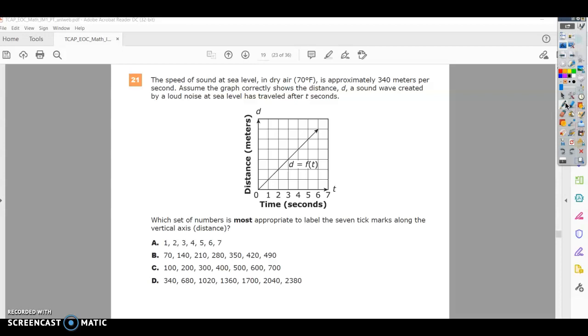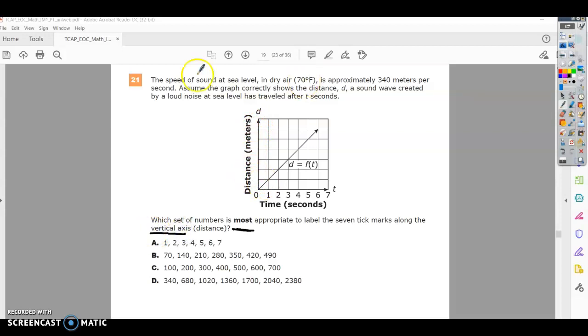All right, so we want to know what each number would be as we go up the side here. All right, so here it says distance in meters, and here it says time in seconds. So they've already got this labeled as 0, 1, 2, 3, 4, 5, 6, 7 seconds, but we want to know which numbers would be the best to put up this vertical axis here.